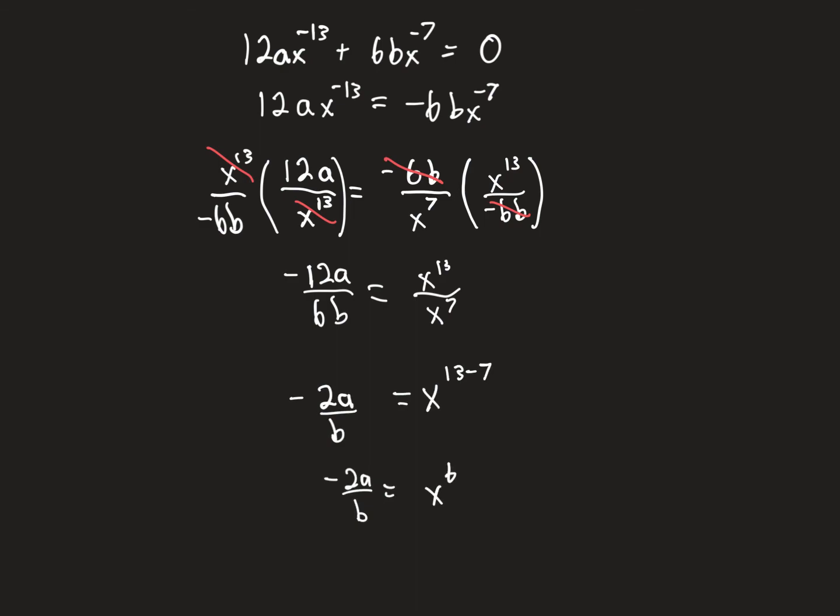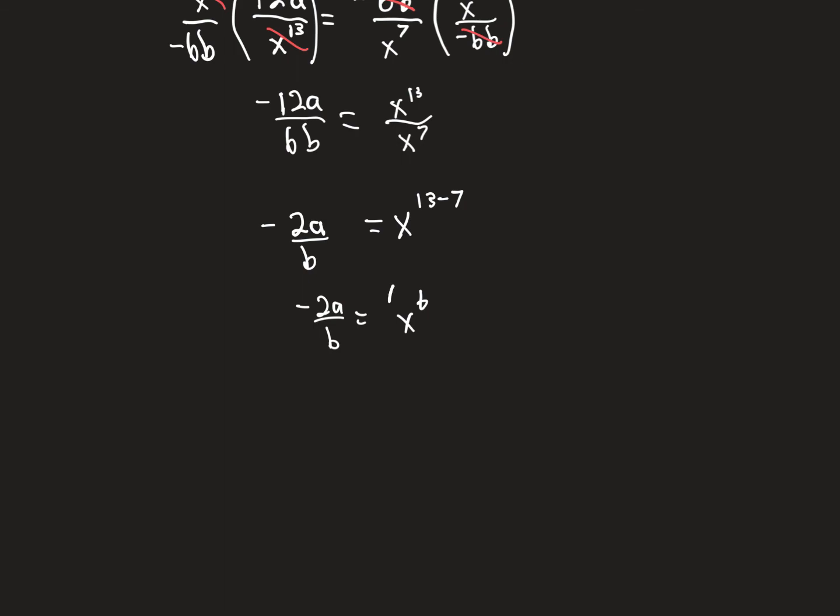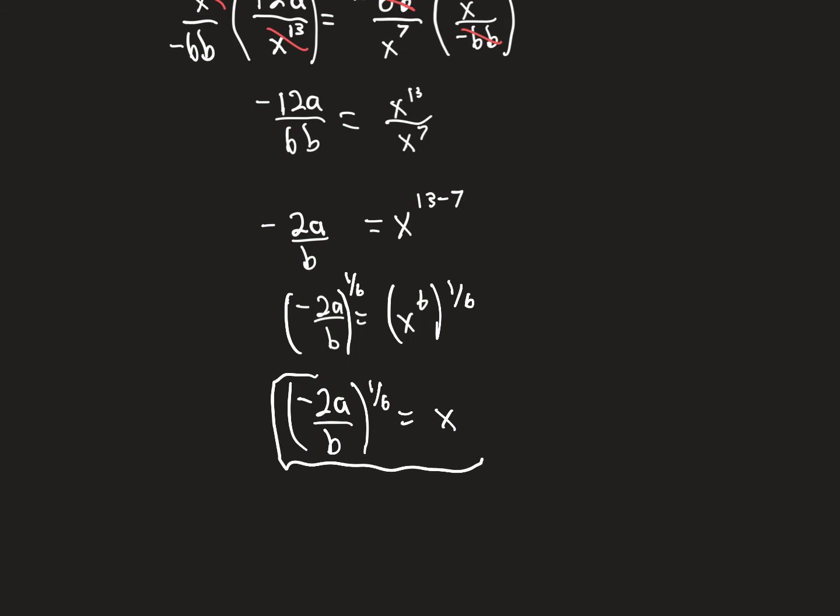Now to get x by itself, I need to raise all of this to the 1/6 power. That will give me just a plain x, but if I do it to the right-hand side, I have to do it to the left-hand side. So I raise the left-hand side to the 1/6 power, and I get negative 2 times A divided by B, all raised to the 1/6 power, is equal to x. So this is my value for x at my minimum energy.